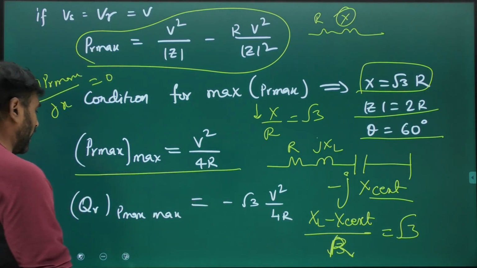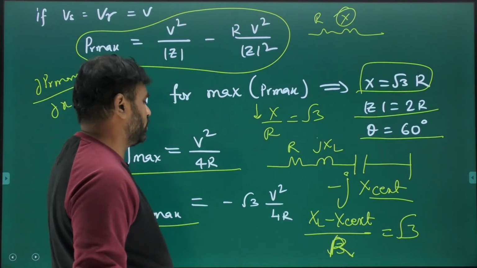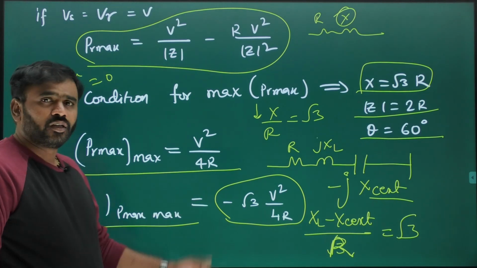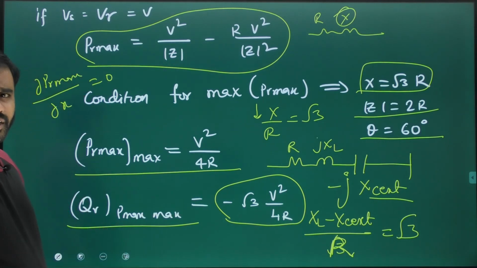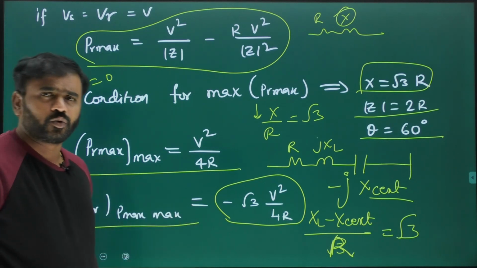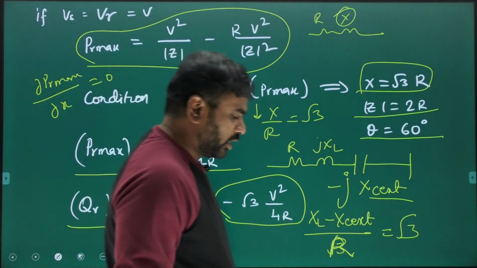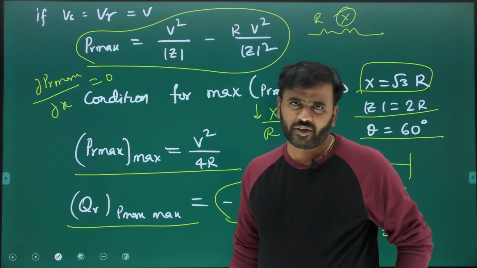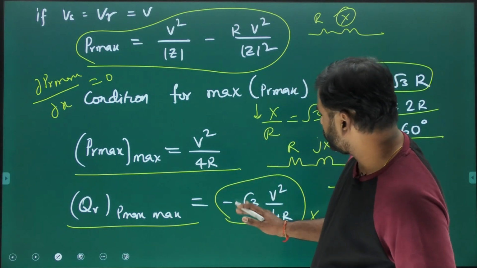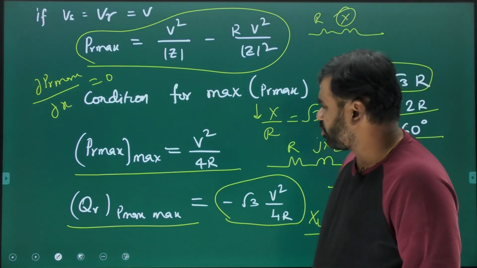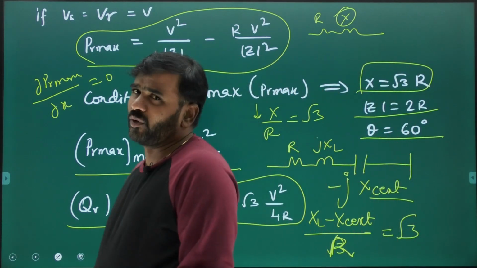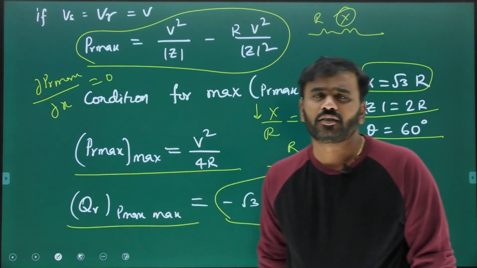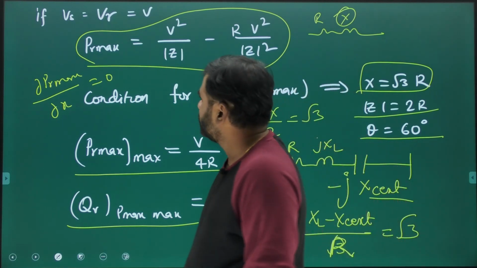PR max is V square by 4R, and QR corresponding to PR maximum is minus root 3 times V square by 4R. If you see, the power factor is 0.5 leading, because we get tan inverse root 3. Tan inverse root 3 is nothing but what? Sorry, tan inverse root 3 is 60 degrees. Cos 60 is 0.5. That means when the transmission line is delivering the maximum possible active power to the load, the load power factor is 0.5 leading, that you have to understand.